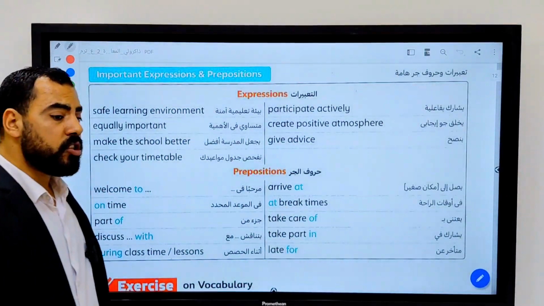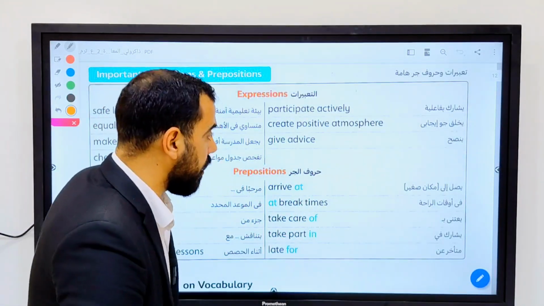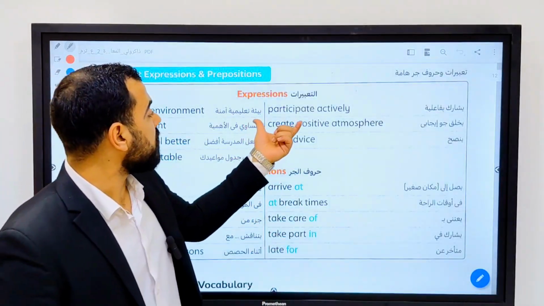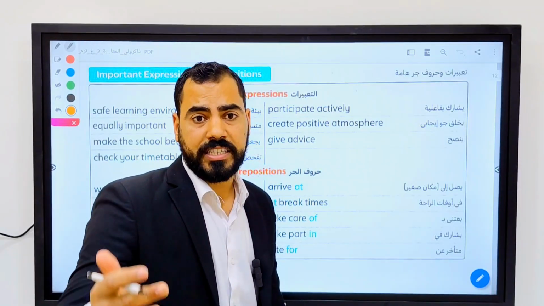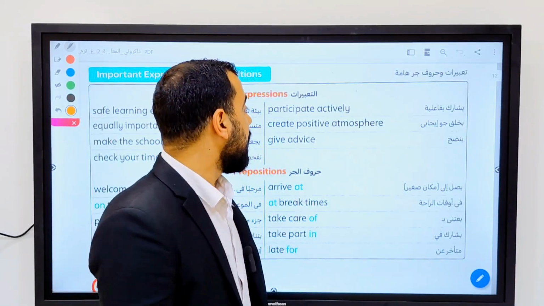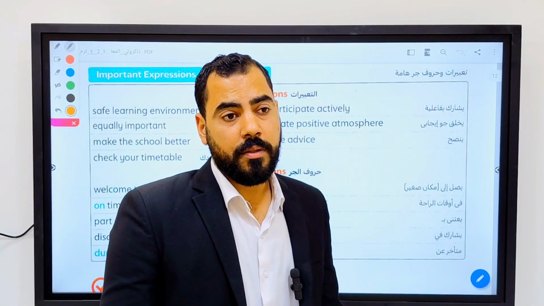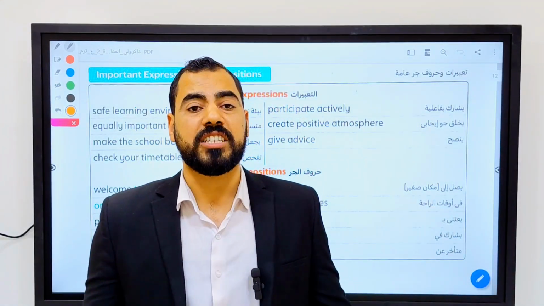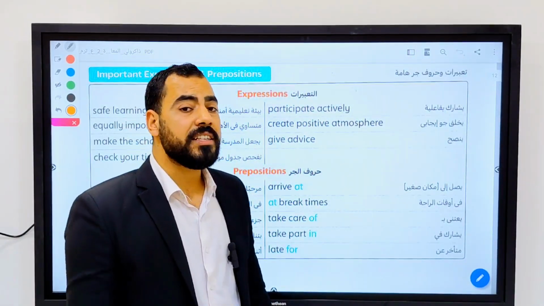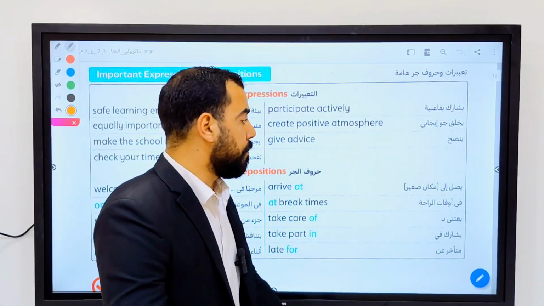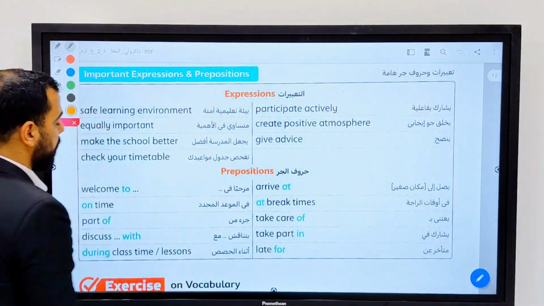Check your timetable. You need to check your timetable the night before you go to school to get ready, and to prepare the books that you need for the next day. Participate actively. You raise your hand in order to answer a question, and if you don't understand anything, but don't interrupt your teachers and classmates. Create a positive atmosphere. Following rules and being respectful creates a positive atmosphere. You feel at home, you share ideas with each other, you learn from one another, and so on. Give advice: the teacher gives you a lot of advice to help you be better. Let's move from expressions to prepositions.